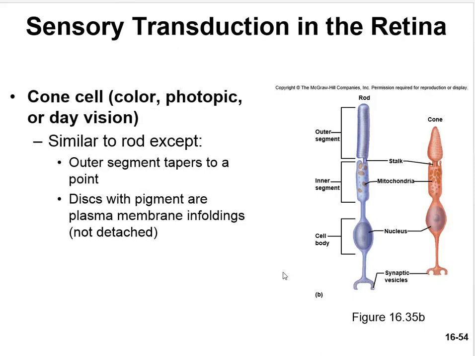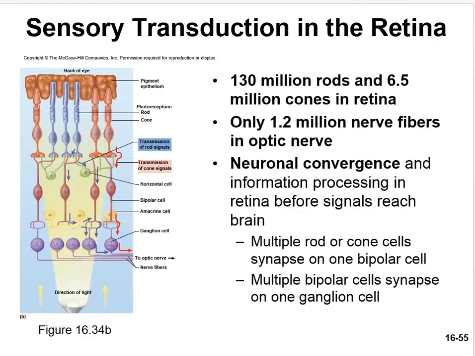The cone cell, called the photopic cell or color cell or for day vision, is similar to the rod cell except that the outer segment tapers to a point up here. And the discs with pigment are plasma membrane infoldings. They're not detached. There's that picture. You have about 130 million rods and 6.5 million cones in the retina. Only 1.2 million nerve fibers in the optic nerve, though.